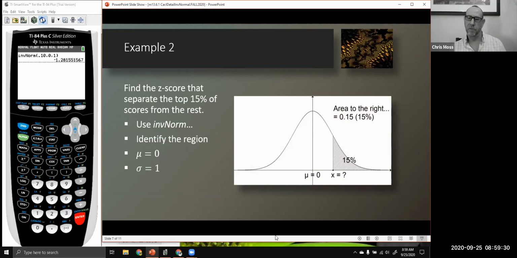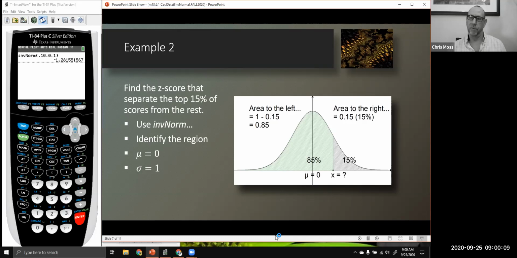You'll notice that the top 15% is on the far right of the normal distribution here. My calculator can't deal with that kind of an area. It needs to take the area up to that point. So I've got to frame this in terms of the complementary argument. The area is 0.85, that's 85%. And by the way, most of you, I think, can get there pretty quickly without overthinking this problem by realizing that the total amount of area has to add up to 100%.